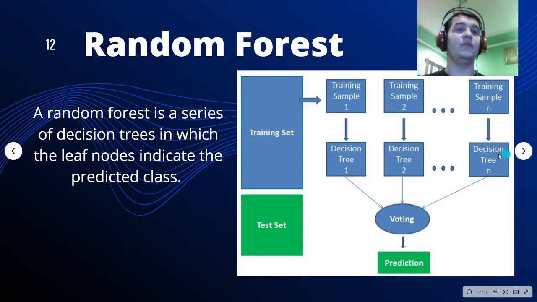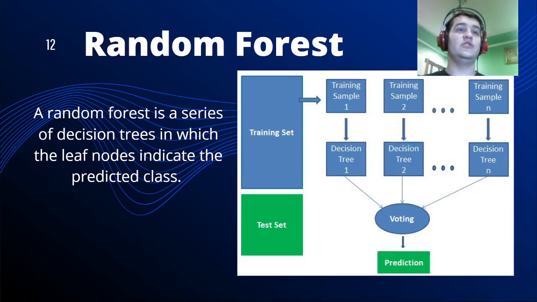And next is random forest. Random forest is a series of decision trees in which the leaf nodes indicate the predicted class. Each decision tree incorporates a selection of features and outputs the decision at the end. These results are then combined from all of the decision trees to give the final class prediction.